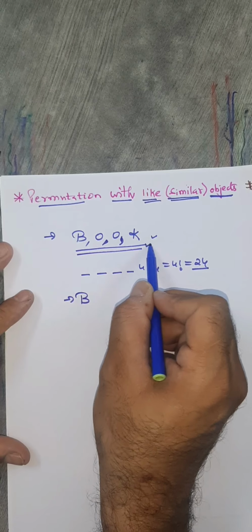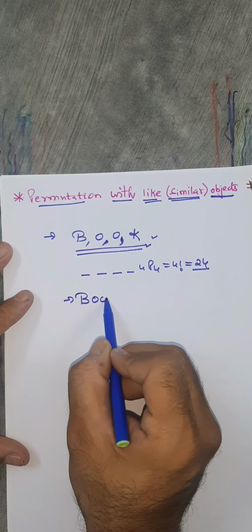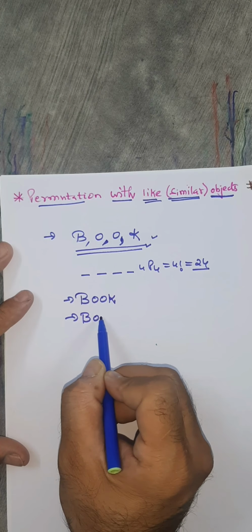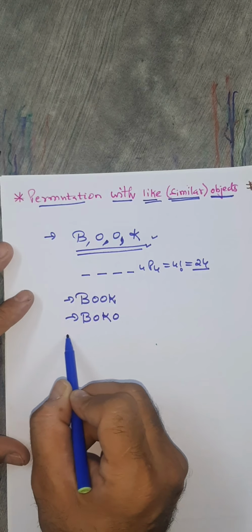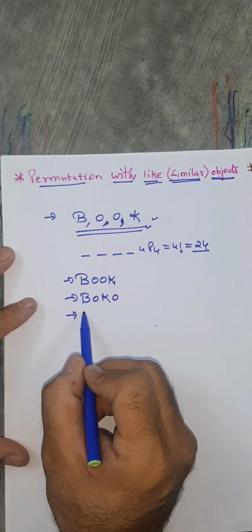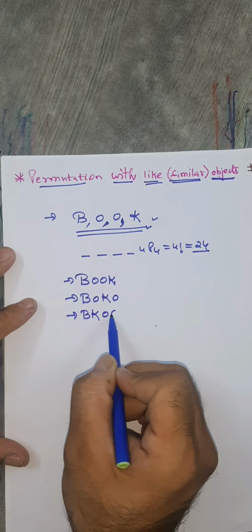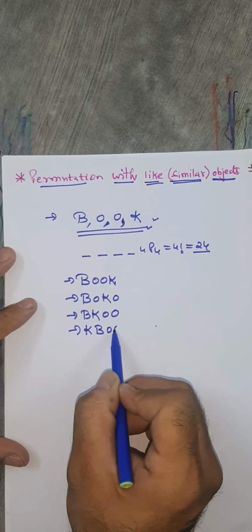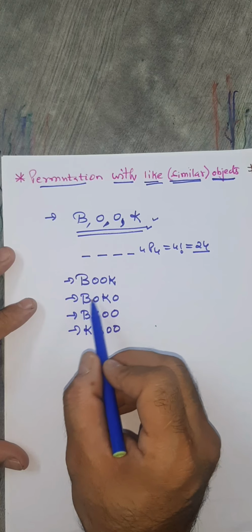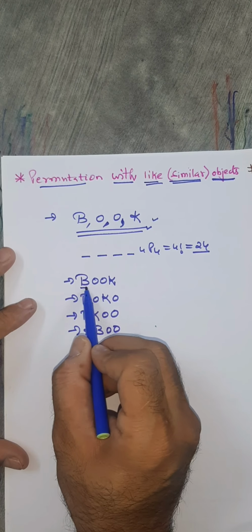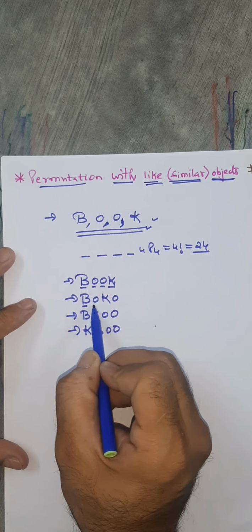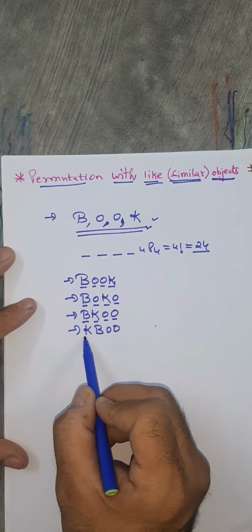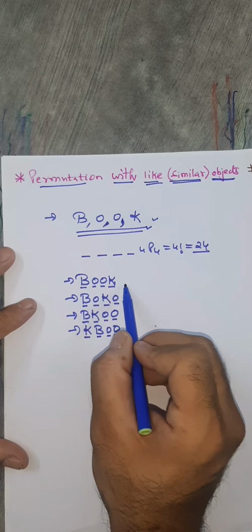I'm using all the letters and I'm preparing the words. One is this. Then I can write BOKO. Second one is this. The third one I can write BKOO. The next I can write KBOO. Are you getting me? What I'm doing? I'm preparing different permutations. Permutations means arrangement of how many letters? 4 letters. Using how many letters at a time? All 4 at a time. Right? So one is this.